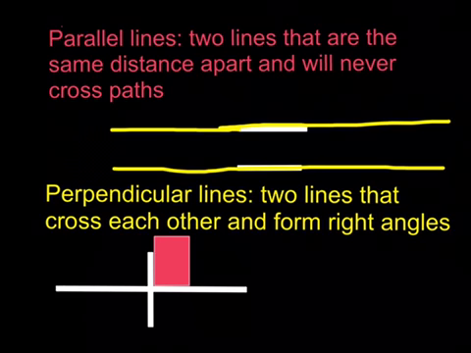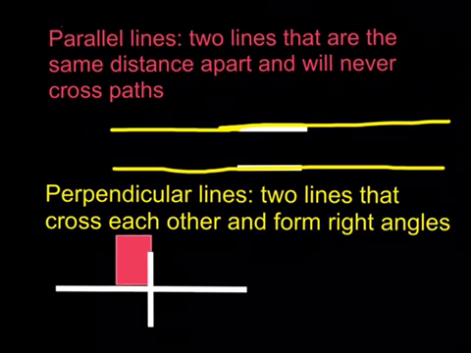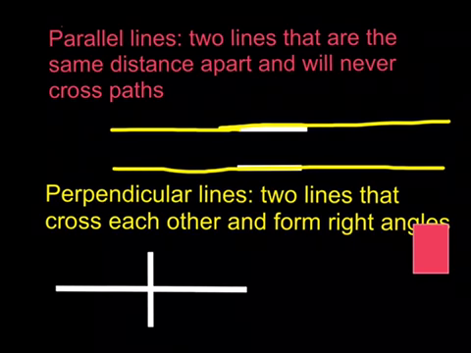If I try this side, it's a perfect right angle. Try the bottom, it's a perfect right angle. This side, it's a perfect right angle, and this side is a perfect right angle. So when they cross paths, they're forming a corner. The perpendicular lines are forming a right angle.